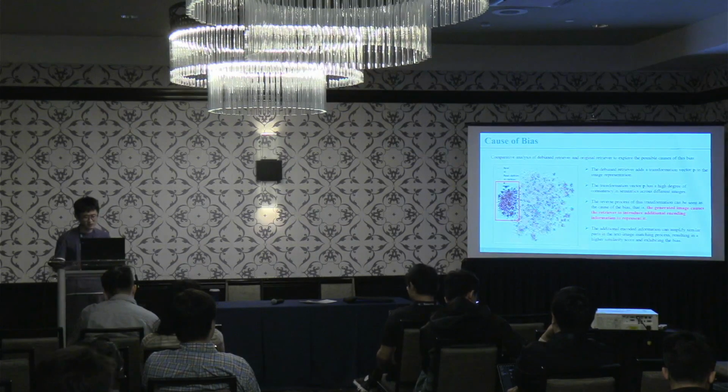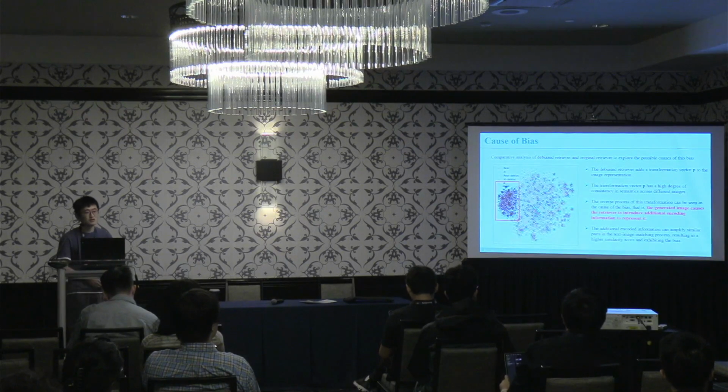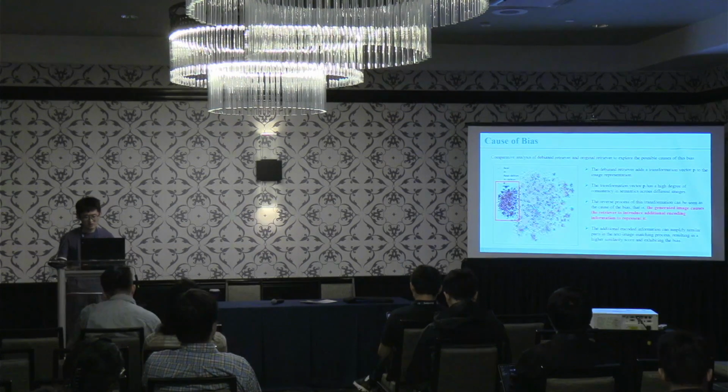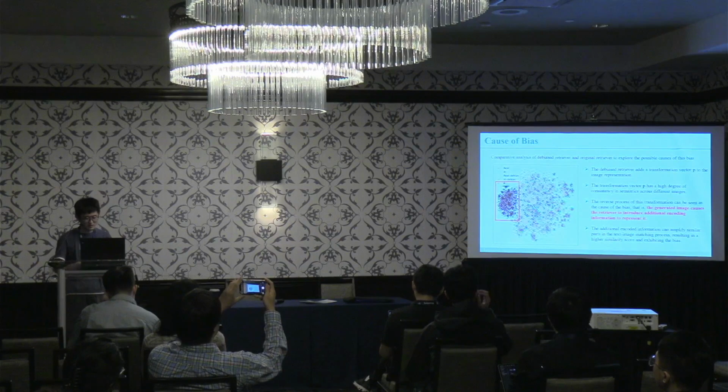Then the reverse process of the transformation can be seen as the cause of the bias. That is, the generated image causes the retriever to introduce additional encoding information to represent it. Then the additional encoded information can amplify similar parts in the text-to-image matching process, resulting in a higher similarity score and exciting the bias.